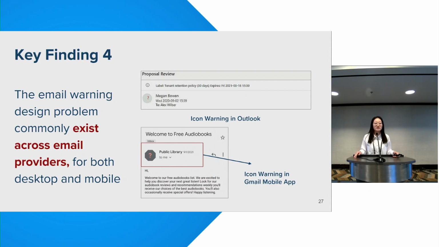So another interesting finding was that warning design problems, such as warning position and lack of HTML tags, commonly exist in different email providers. For example, Outlook also has an icon warning, as Gmail does, which puts the question mark in the email head, but without the HTML tags for screen reader users. And the same problem exists not only on the desktop version, but also on the mobile app version.